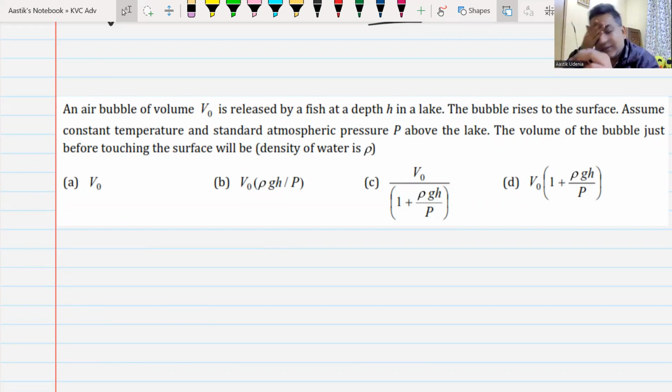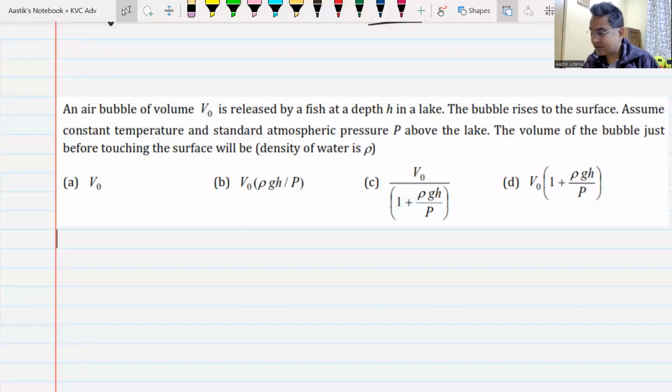An air bubble of volume V0 is released by the fish at a depth h in a lake. The bubble rises to the surface, assuming constant temperature and the atmospheric pressure is P0 above the lake. What is the volume of the bubble just before touching the surface? When the bubble comes to the surface, what is the volume? I'll give you 2 minutes to give me the answer.